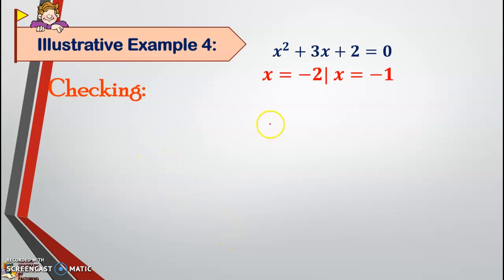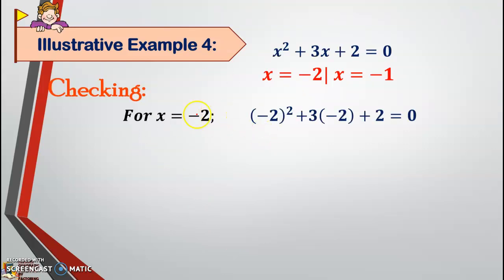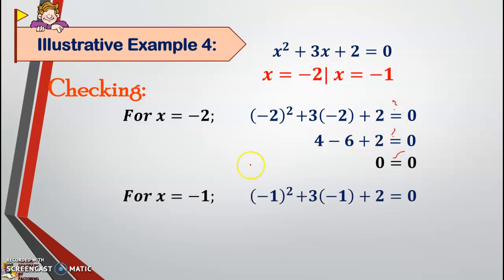Checking is where you substitute these values in the original equation. So negative 2 squared plus 3 times negative 2 plus 2 is equal to 0. 4 minus 6 is negative 2, plus 2 is 0. So 0 is equal to 0. Next, if x is negative 1: negative 1 squared plus 3 times negative 1 plus 2 equal to 0. 1 squared is 1. 3 times negative 1 is negative 3, and plus 2. 1 plus 2 is 3, minus 3 is equal to 0.